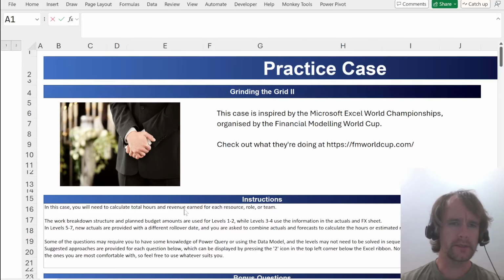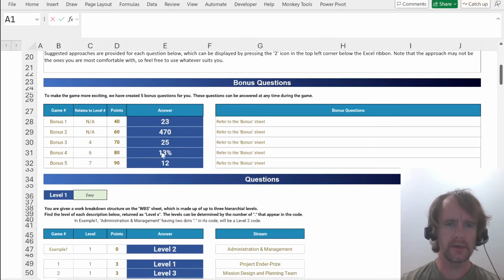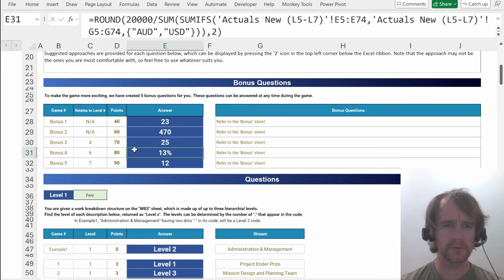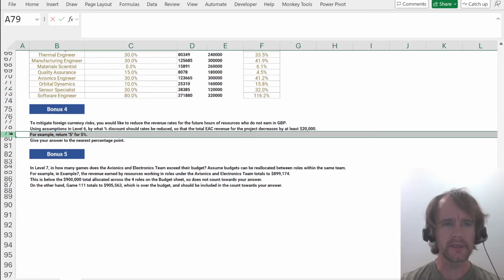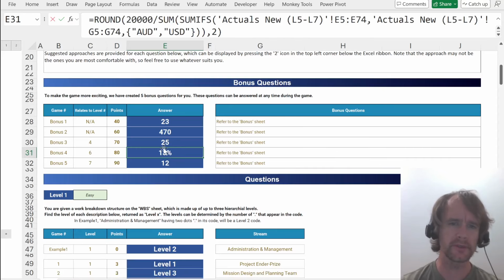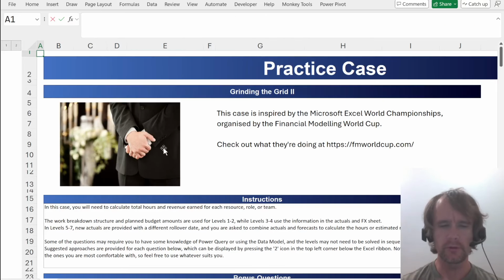Okay, a quick add-on to say Arvey sent me the answers later, and I got everything right except this one, because the question said return 5 for 5%. So it was like the question as to the number of percentage points or something like that. So in other words, this should have been 13 rather than 13%. So wrong on formatting, but otherwise good, which is better than I was expecting to do by the time I got to the end of this. So I will take that.